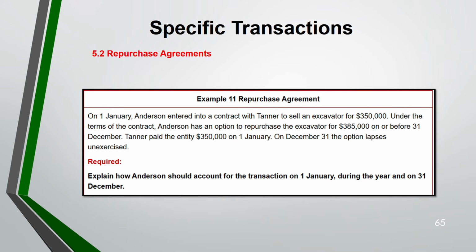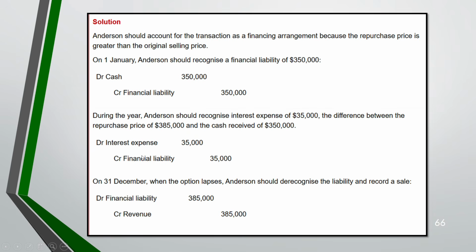So it's the difference between 385 and 350. So that's 35,000, the difference. So the difference between repurchase 385 and cash receipt 350. So debit expense and credit financial liability. Next, on 31st December, when the option lapses, they will de-recognize the liability and record a sale. So debit financial liability 385, credit revenue 385.